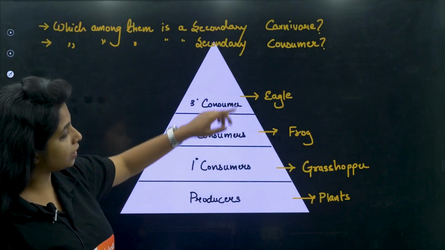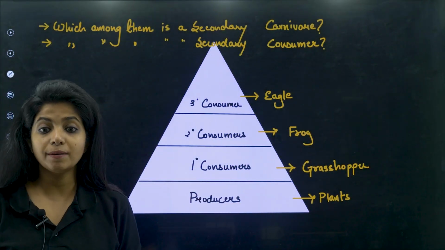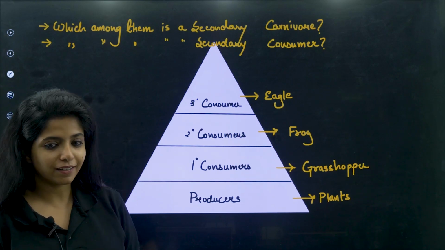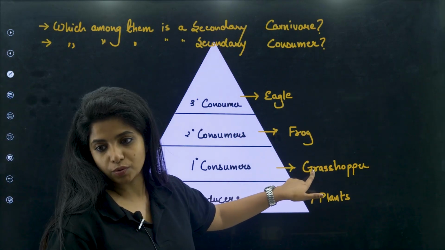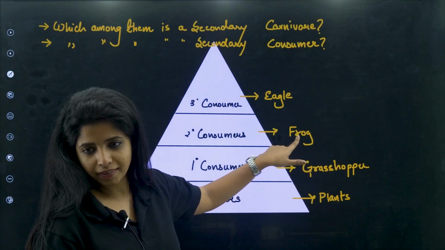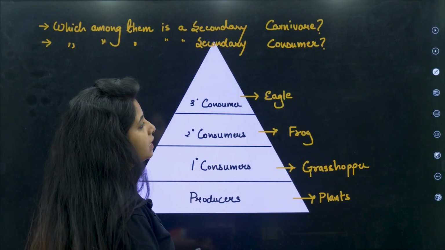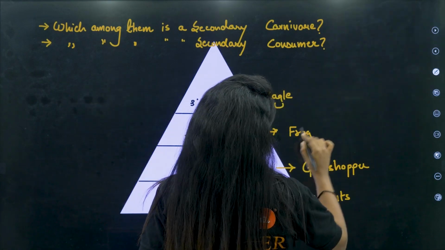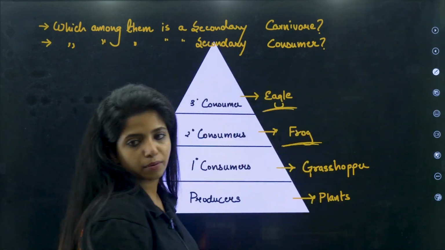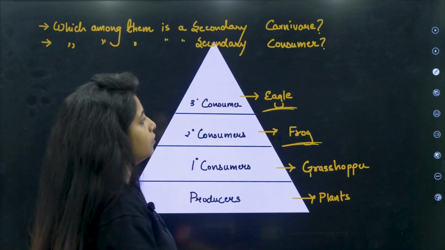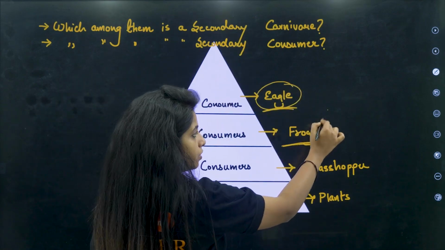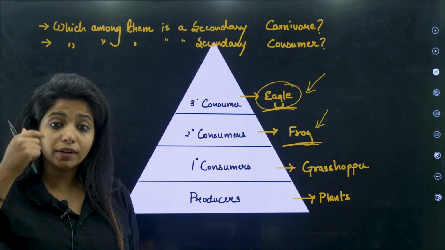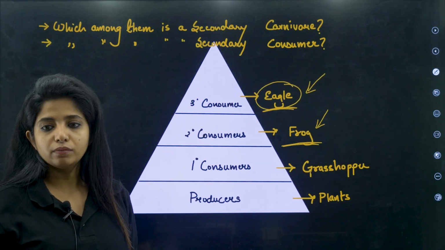So, which among them is a secondary carnivore, my dear children? I am asking about secondary carnivore, not secondary consumer. So, grasshopper is not a carnivore. Frog is, eagle is. Both of them are carnivores, but who is the secondary carnivore? Eagle will be the secondary carnivore. This is the first carnivore, this is the secondary carnivore. Carnivores are the organisms that feed on other animals.